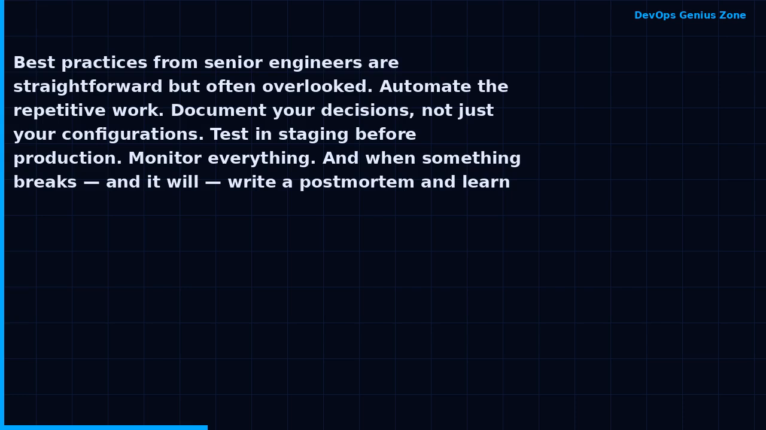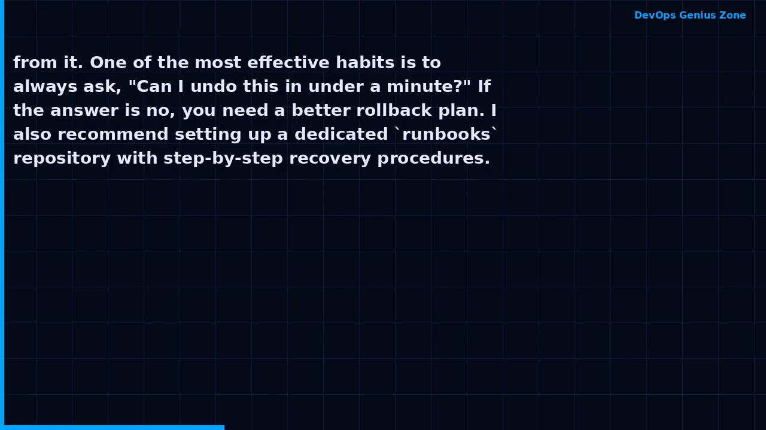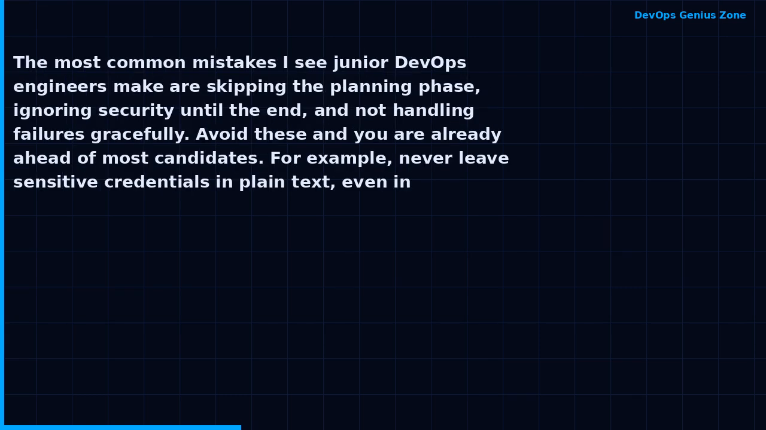Best practices from senior engineers are straightforward but often overlooked. Automate the repetitive work. Document your decisions, not just your configurations. Test in staging before production. Monitor everything. And when something breaks, and it will, write a postmortem and learn from it. One of the most effective habits is to always ask, can I undo this in under a minute? If the answer is no, you need a better rollback plan. I also recommend setting up a dedicated runbooks repository with step-by-step recovery procedures.